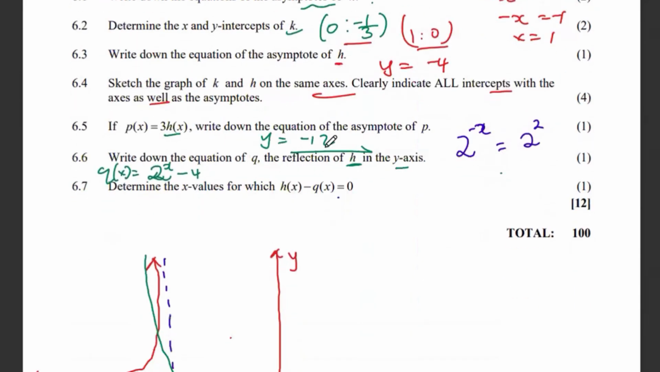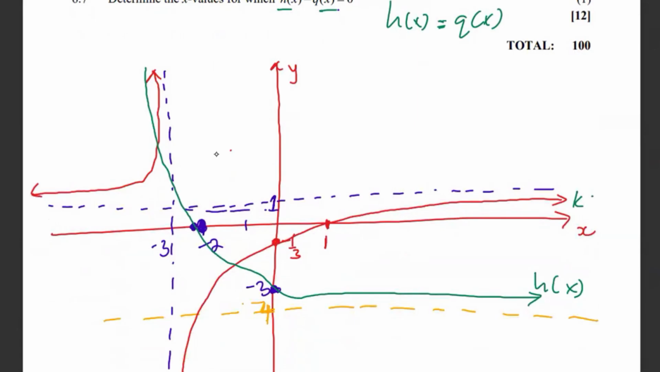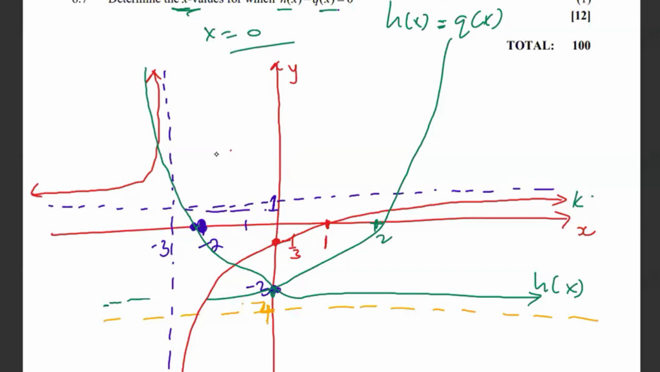And then determine the x values for which h of x and q of x are equal. So h of x is equal to q of x. Because it's just about swinging it around, it will swing and it will also be in the same sort of direction. Now the question is asking us for which values of x are the two the same? x needs to be 0. Because that's the point where both graphs are intersecting or meeting.